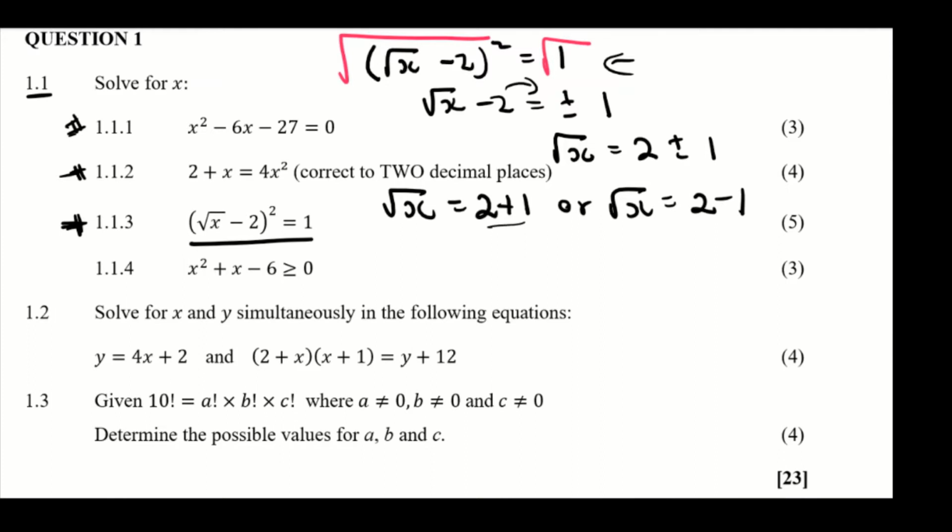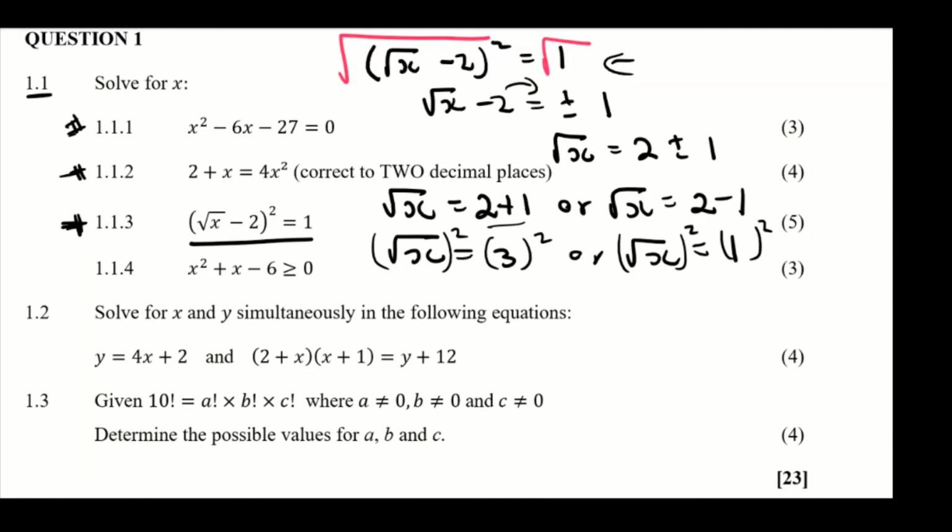And if you add these, you're going to have root of x being equals to 3, or root of x being equals to 1, right? And then because we want the solutions of x, we're going to square both sides. Even here, we're going to square. And then here the solution of x will be equals to 9, and here x would be equals to 1. So these are the solutions of x.